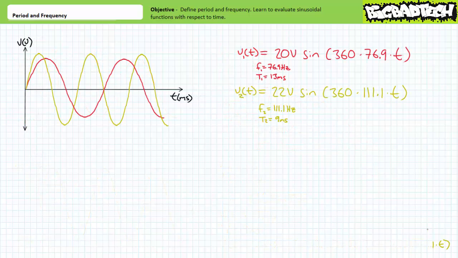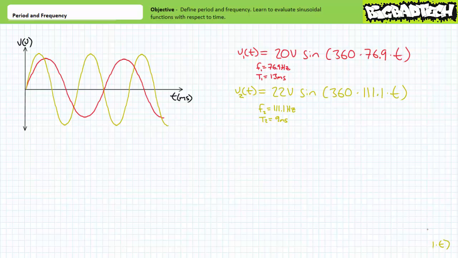Note if we were to display the first and second waveform on the same plot using the same vertical and horizontal scale, the red waveform's period is longer, corresponding to a lower frequency, and the yellow waveform's period is shorter, corresponding to a higher frequency. As a result, the yellow waveform with a higher frequency and smaller period can fit more cycles into the same time span than can the red waveform.